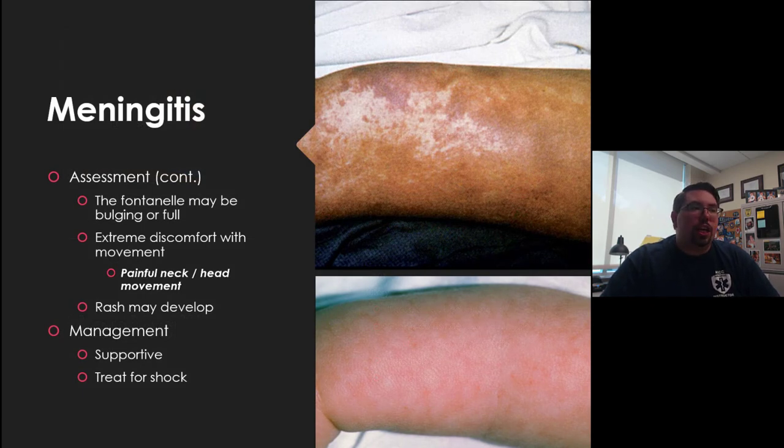Again, with meningitis, in your assessment, we want to look to see if there's any signs of bulging of the fontanelles. That's going to be a major component showing that there's an increase in intracranial pressure swelling due to the infection. You're going to see extreme discomfort with any movement, primarily though with the head or neck. You also will notice a rash that may develop, or petechiae of some kind where you're going to have bursting of blood vessels, as typical with a lot of viral infections. Management primarily is supportive and then being aggressive when it comes to shock management.